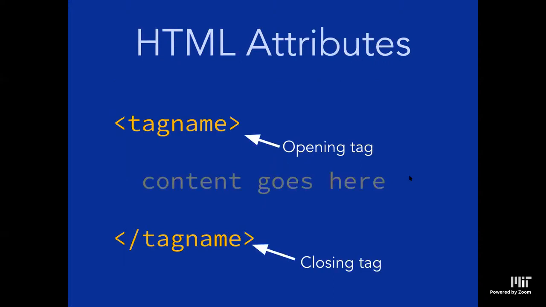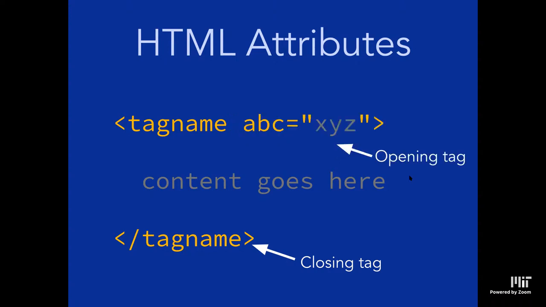Okay. And so now let's talk about HTML attributes. They're going to be very important with CSS. So right now we have our tags, we have our opening and closing tag. And then now we have an attribute. An attribute is something that modifies the tag. So over here, ABC is our attribute, and XYZ is our value. And this is pretty useful for CSS and also for these tags called links and images.